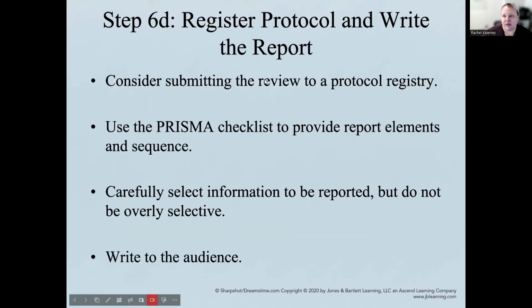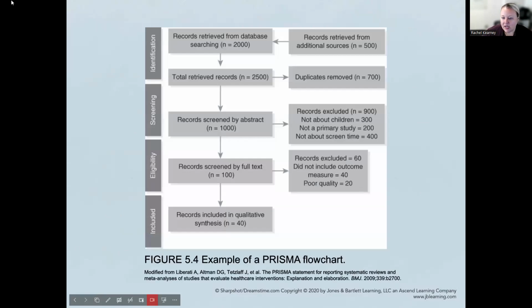You would register the protocol, write the report. This PRISMA checklist is something you may want to be familiar with if you're ever reading these or looking at these. Basically, it provides a framework and a quality check on some of these things, but this is a good reference to look at if you're doing a systematic review. And then, you know, you're going to write your paper. This is a flow chart basically, which helps to talk about each step.